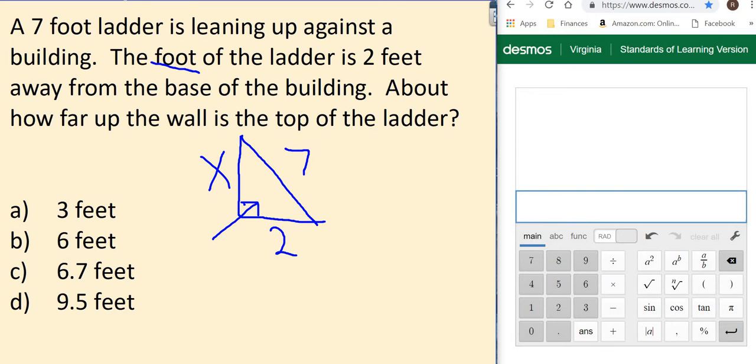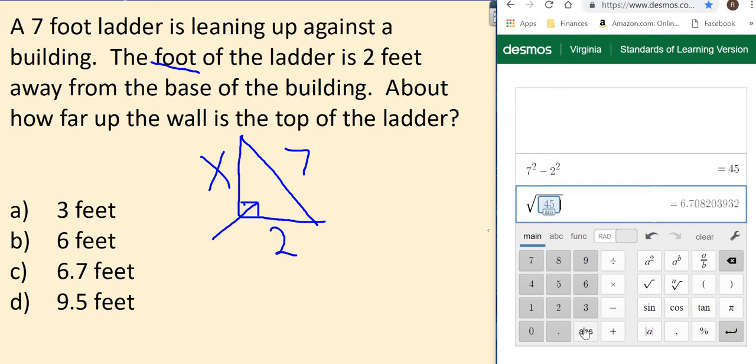So in this case, you have a hypotenuse and you have a leg. So we're going to do it my method. Hypotenuse squared minus leg squared, square root, and your answer means that how far it reaches up the wall is 6.7 feet. So this would be your answer right there. Okay, so let's go on to the next one.